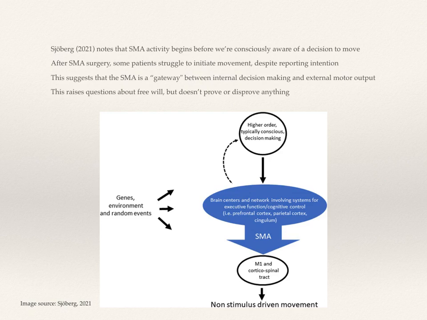Huberg in 2021 went over what happens during surgeries and afterwards, and they noted that the activity begins before we're consciously aware of the decision to move, and the consequences after surgery in the supplementary motor area, even though we have intention to move and they can't, kind of suggests that the SMA is a gateway between the internal decision-making and external motor output. So it raises questions about free will, but because it's such an abstract topic, there's nothing really there.